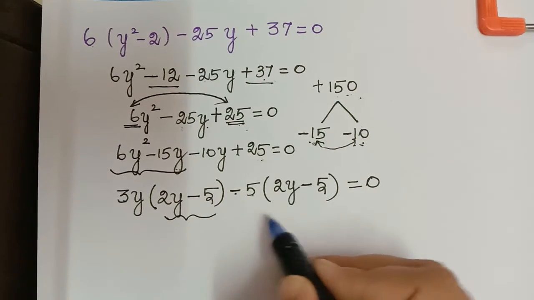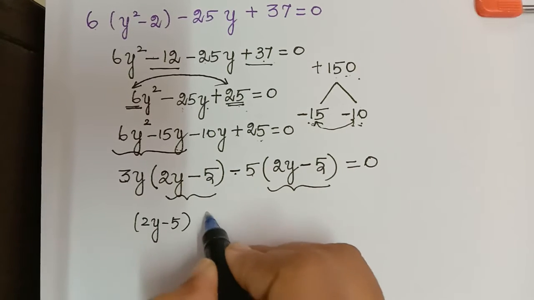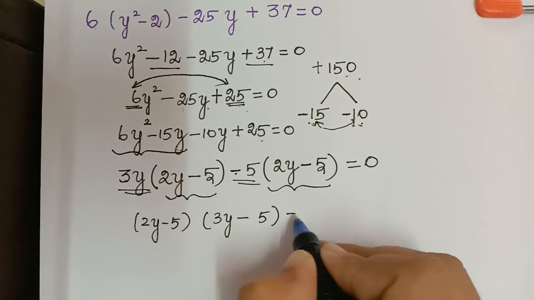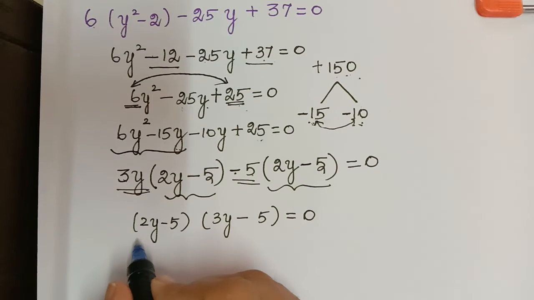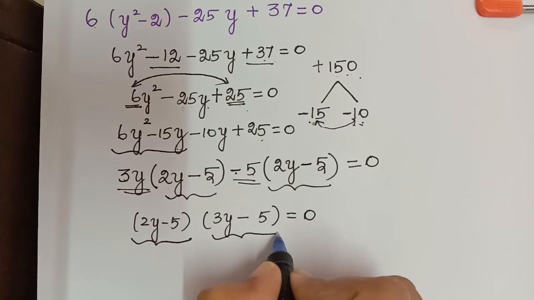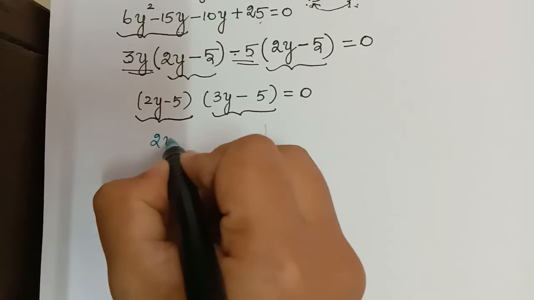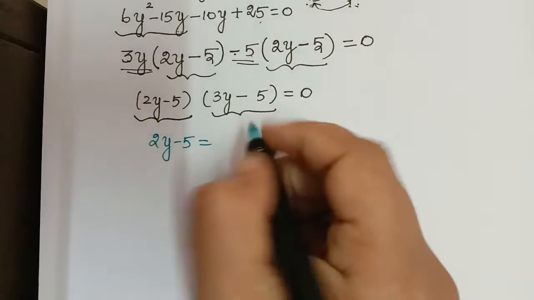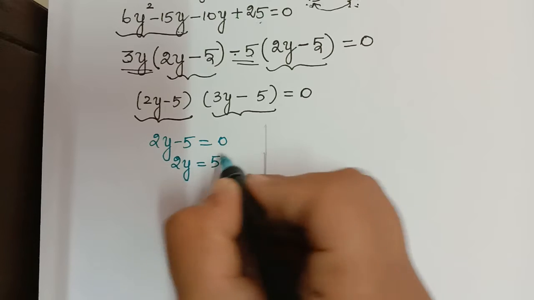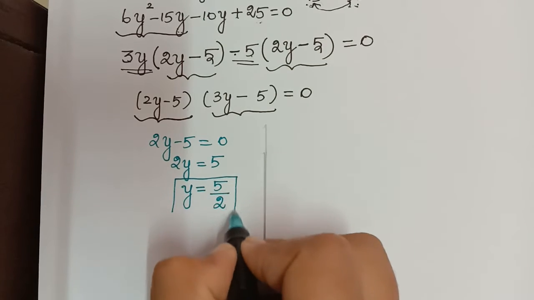Now this and this can be taken in common. And so we will be having 2y negative 5 multiplied with this 3y negative 5 will be equal to 0. Now from this we can find two values for y. This will give one of the values of y, and this will give another value for y. So now we will simplify this. The first is this one, that is 2y negative 5 is equal to 0. So from this we get 2y to be equal to this. When we take it to the right we get 5, and therefore the value of y will be 5 divided by 2. So this is one of the values of y.